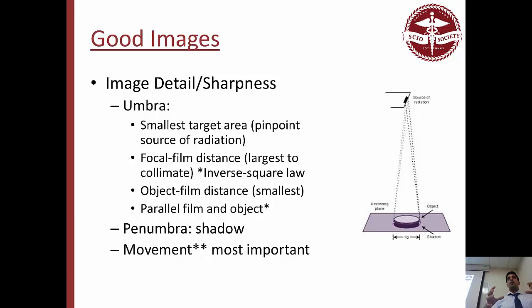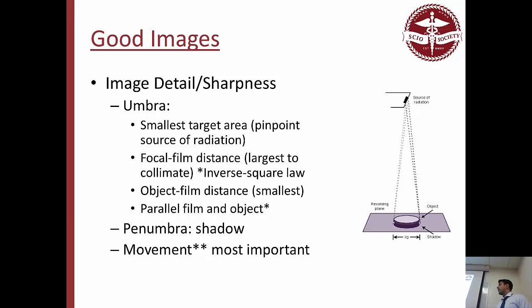So if we have it really close, the rays are going to be diverging a lot, and so therefore you're going to get a lot of magnification of the object. It's going to look a lot bigger than it's supposed to be. It's not going to be as clear. It's going to be distorted. And so if you want to keep it as real size as possible, you want to have that focal film distance be really big. So focal film distance is basically from the tungsten target all the way to the film.